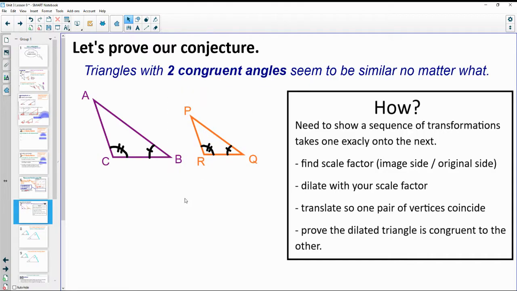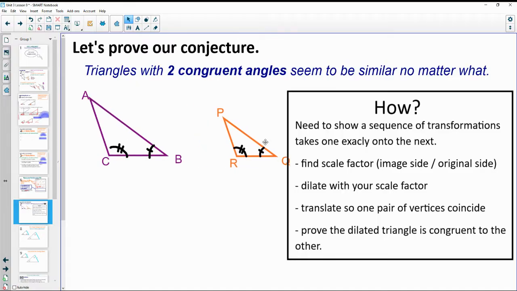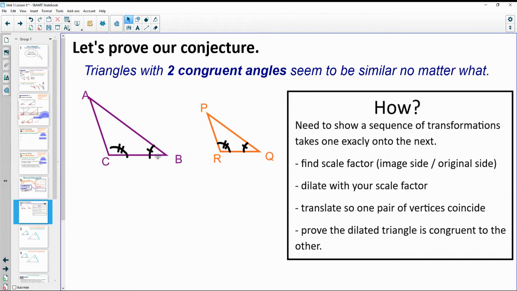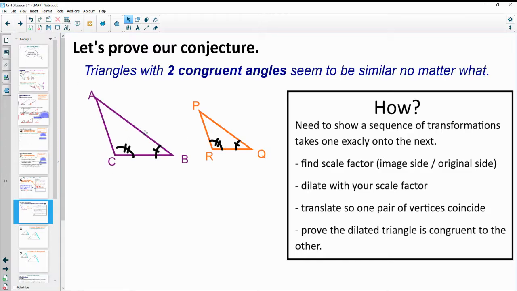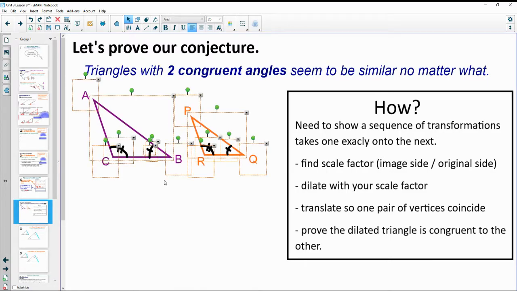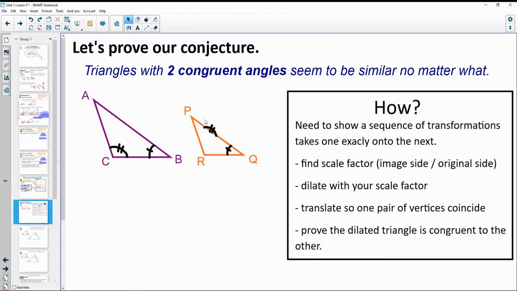And let me group these together. Okay. So we can kind of watch this happen too. Okay, let's see which one goes on top of the other. All right, so we're going to translate. We're going to prove that PQR dilates to this purple one. Oh, and let me see. What did I do here? Okay, sorry. Let's try this one more time.